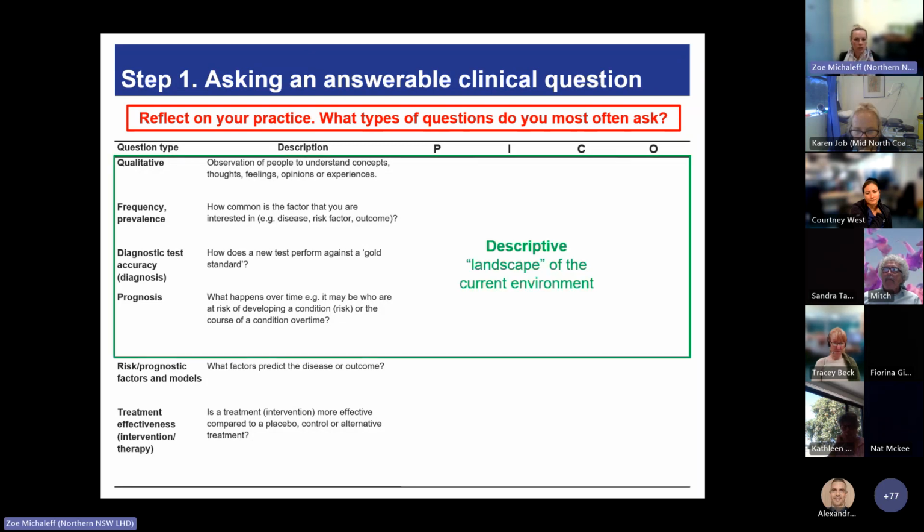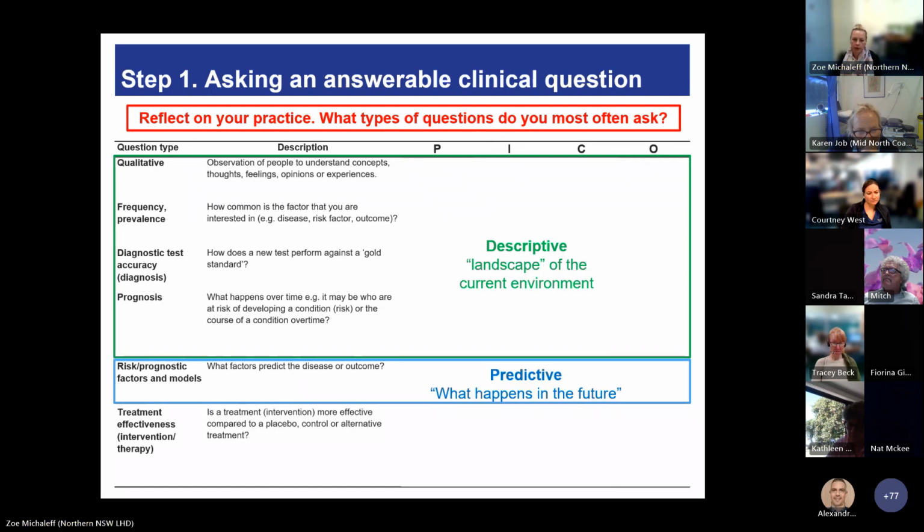And so these types of questions are called descriptive questions. What they're doing is really describing the landscape of the current environment. It's often a good place to start when you're looking to understand your patient population or the service that you're providing. Sometimes we want to go beyond just understanding the population, and we actually want to figure out what happens in the future. So we want to predict what's going to happen to someone in the future.